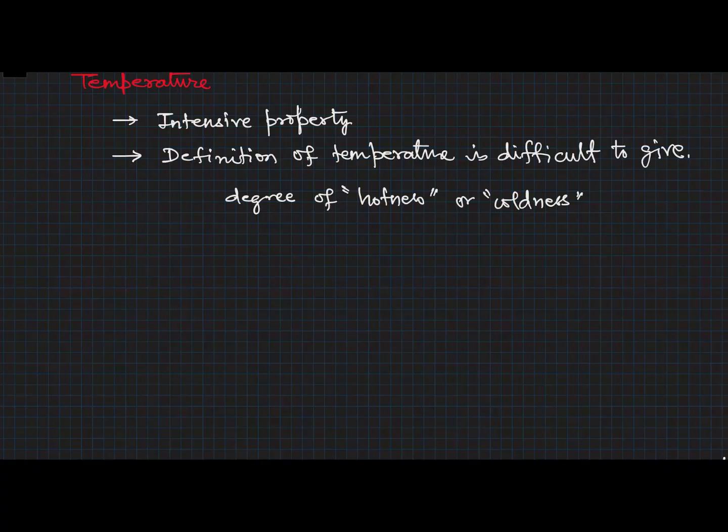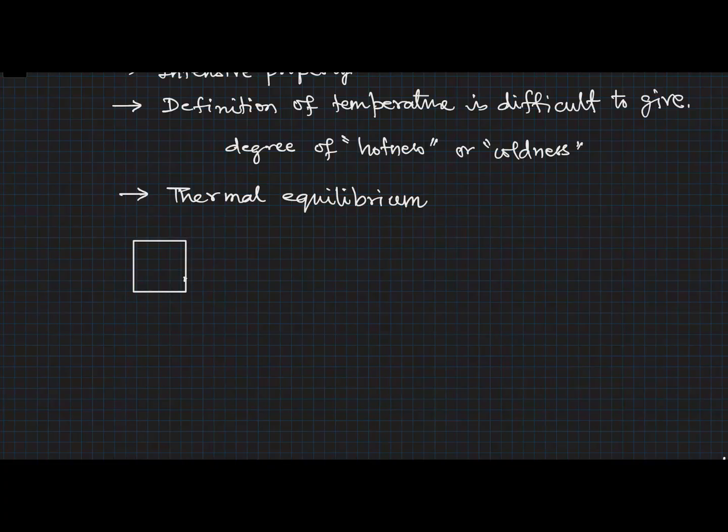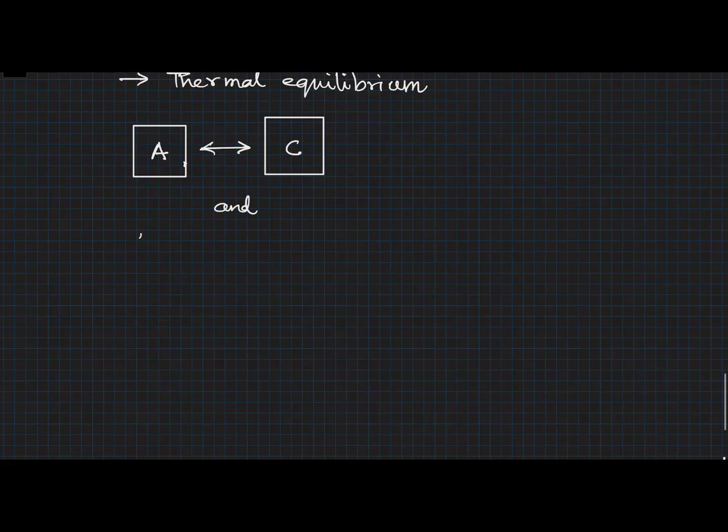So thermodynamics suggests something like what we saw in lecture 1, thermal equilibrium. And thermodynamics uses this concept of thermal equilibrium to define the temperature. So it says that suppose you have an object A, which is in thermal equilibrium with object C, and then consider another scenario where object B is in thermal equilibrium with object C.